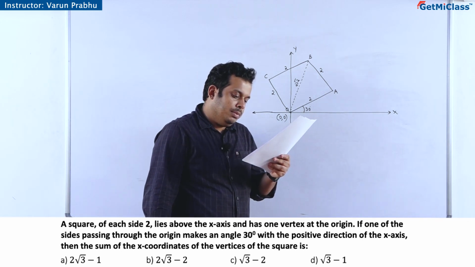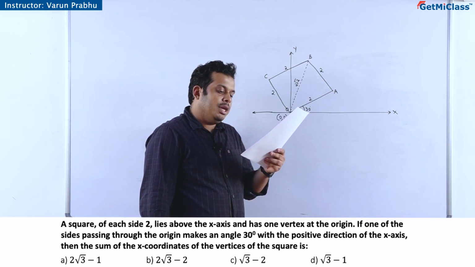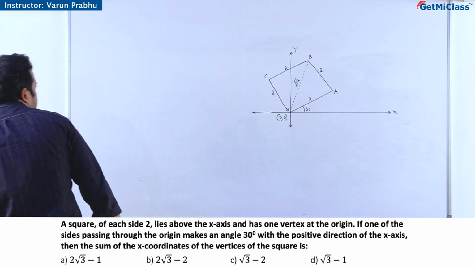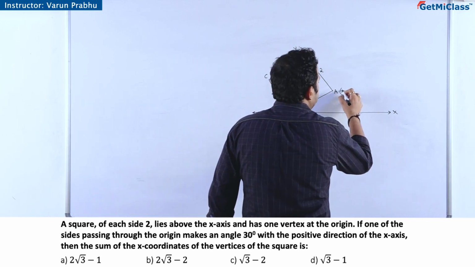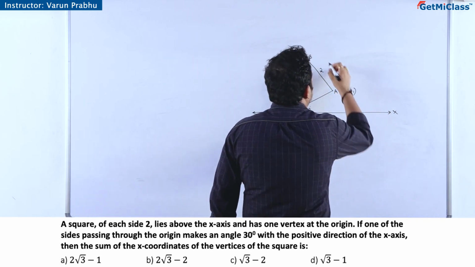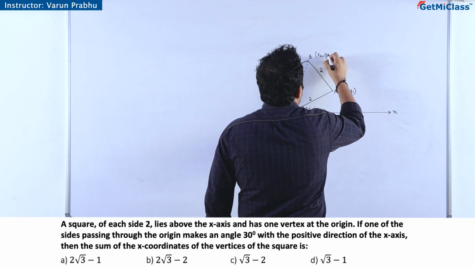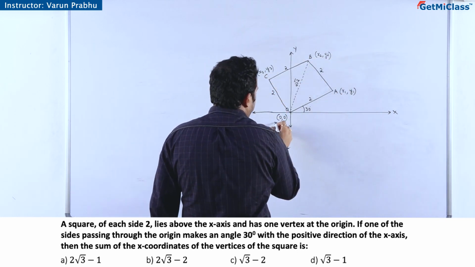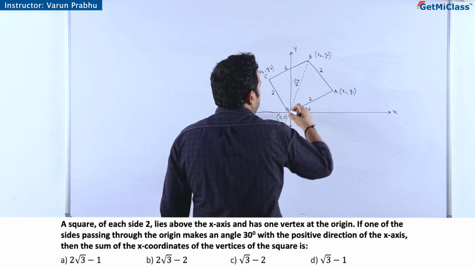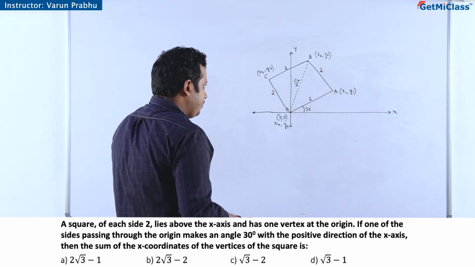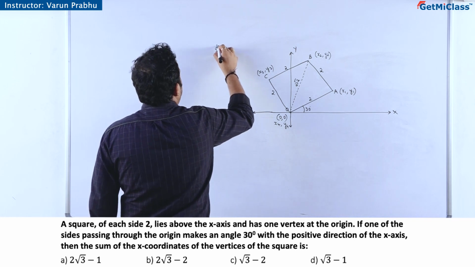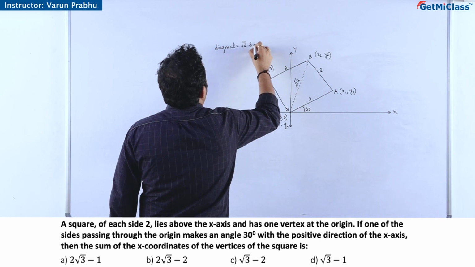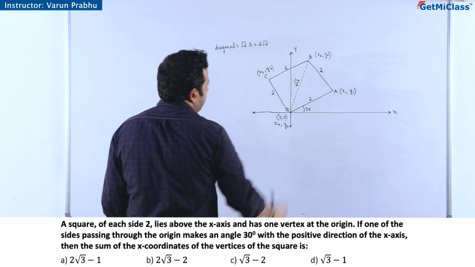Now it's told in the problem, if one of the sides passing through the origin makes an angle of 30 degree with the positive direction of x-axis, then find the sum of x coordinates of the square. Let me consider this point as x1, y1, this point as x2, y2, this as x3, y3, and this as x4, y4. Now what is the relation between the diagonal and side of the square? We know the diagonal of the square is root 2 times side, that is equal to 2 root 2. That is what I've written here, diagonal.